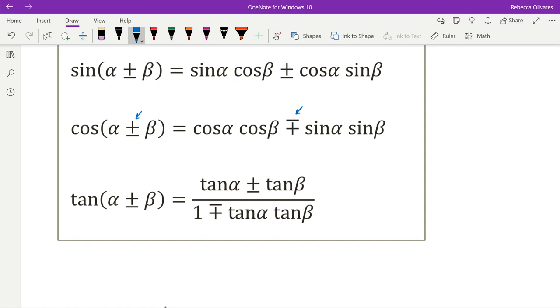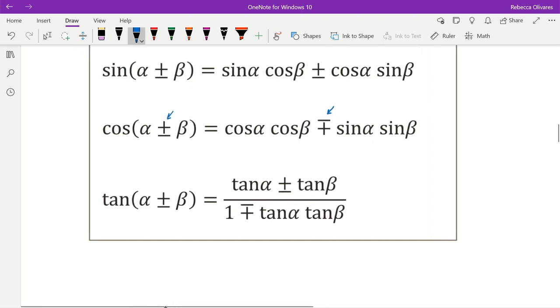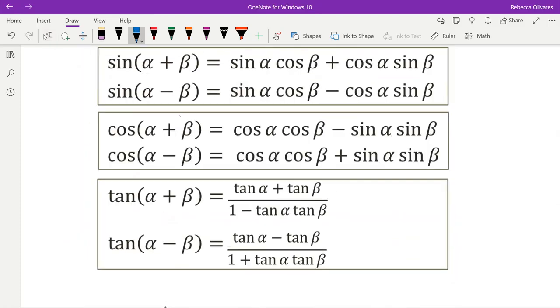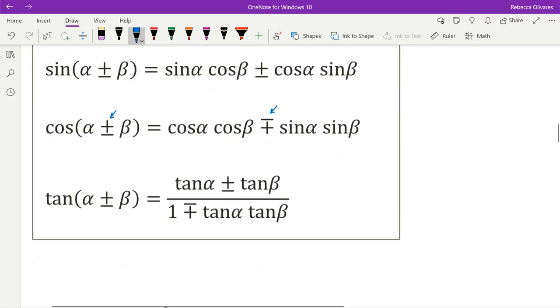So that's a minus. If we go back up here to where they're separated, you can see that when it's a sum, then we do a difference in the identity, and when it's a minus over here, then it's a plus over here. So that's why we use a minus or plus and a plus or minus. And then for the tangent, we have the plus or minus for tangent of alpha plus or minus beta. We've got a plus or minus on the top, but we have a minus or plus on the bottom.